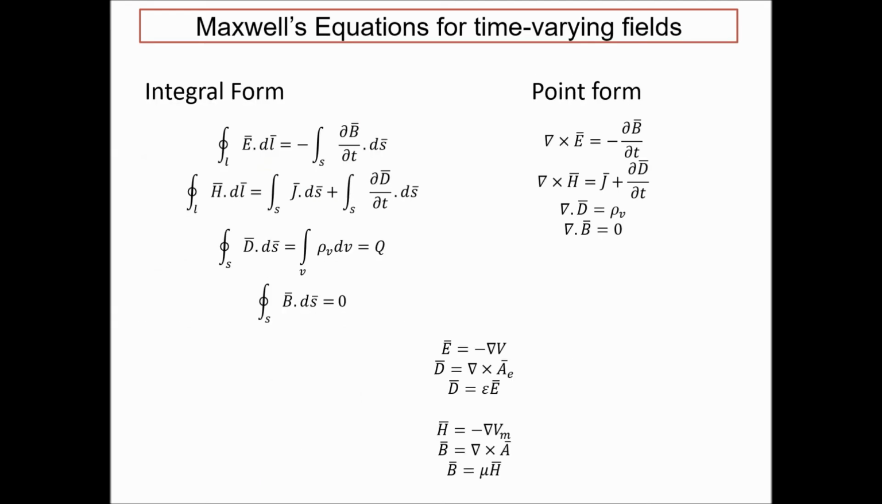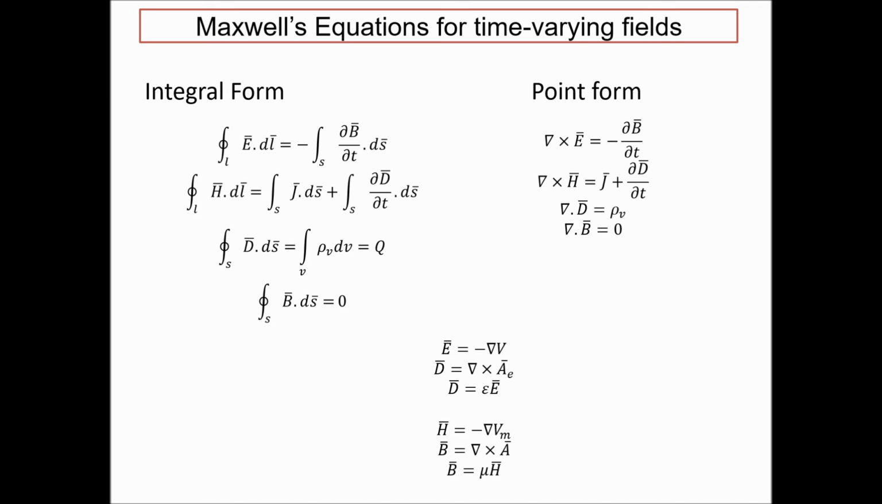If you write Maxwell's equations in the integral form and the point form for time varying fields, you can find that the first equation comes from Faraday's law, and the second equation comes from Ampere's law with the displacement current term. The third equation is the very same as the static equation, the surface integral of D dot dS is equal to Q, the charge enclosed. This comes from Gauss's law.